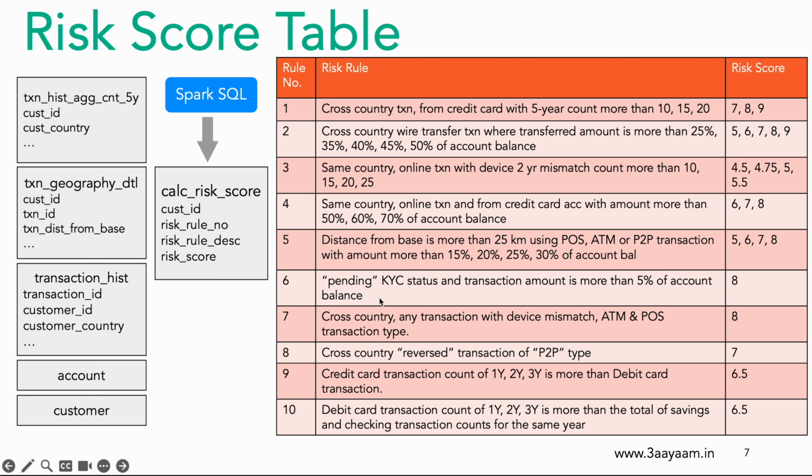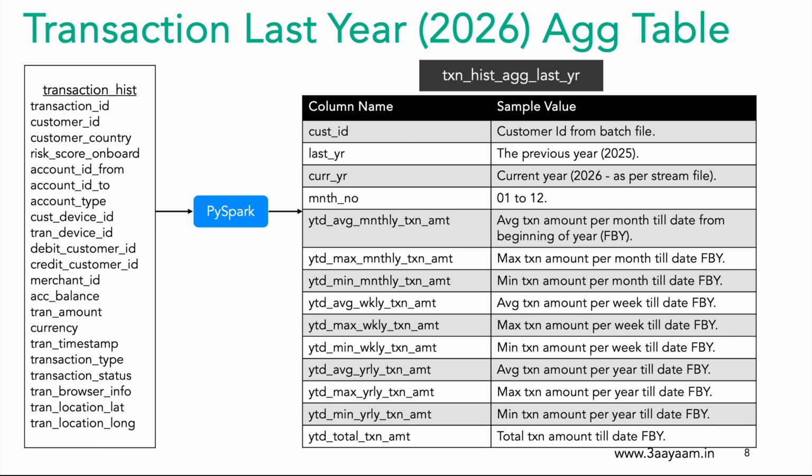So these are the 10 rules, and these rules would be used in real time to find out whether a transaction is fraudulent or not. If it is fraudulent, then we would be sending a notification to the customer. So this is the 4th table that we'll have to create in Redshift, which is calculate risk score. Then there is one more table, which is transaction history aggregate last year, which is transaction last year aggregate table.